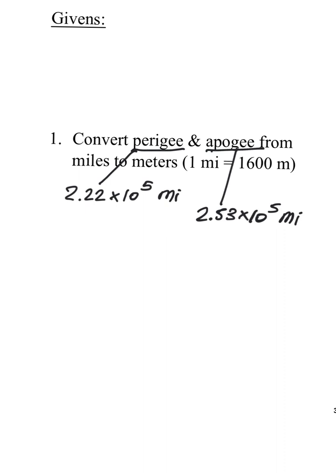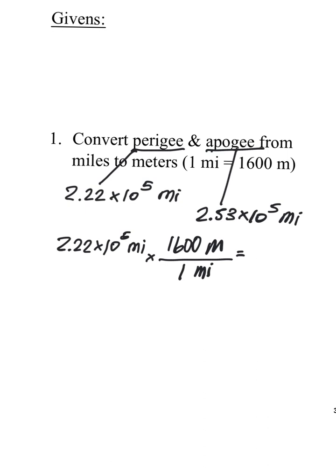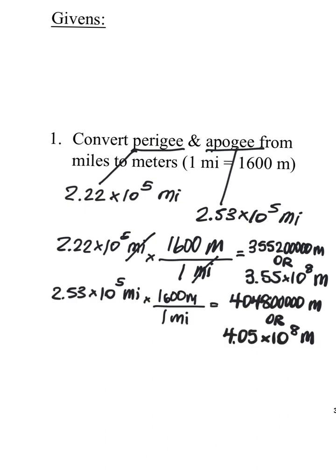And hopefully it says here that a mile is 1,600 meters. And so we can use dimensional analysis, cross out the miles, and put in this factor of 1,600 meters per mile. And so when we multiply, we get 355,200,000 meters. Or if we count the number of decimal places, that's 3.55 times 10 to the 8 meters. All right, let's convert the apogee number. And we get 4.05 times 10 to the 8 meters. All right, so we converted the miles to meters.